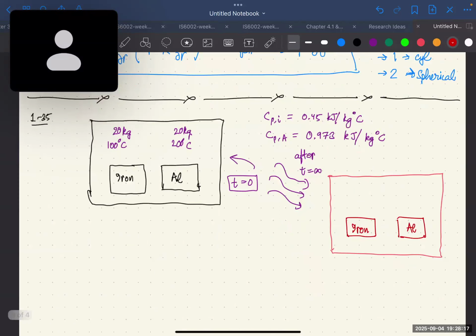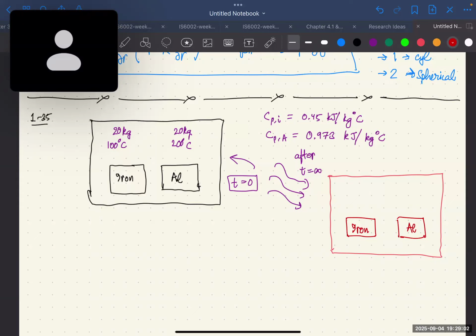Very, very simple problem. No need to think of conduction, radiation, convection. It is simply energy balance equation and that's it. Okay, so let's begin.